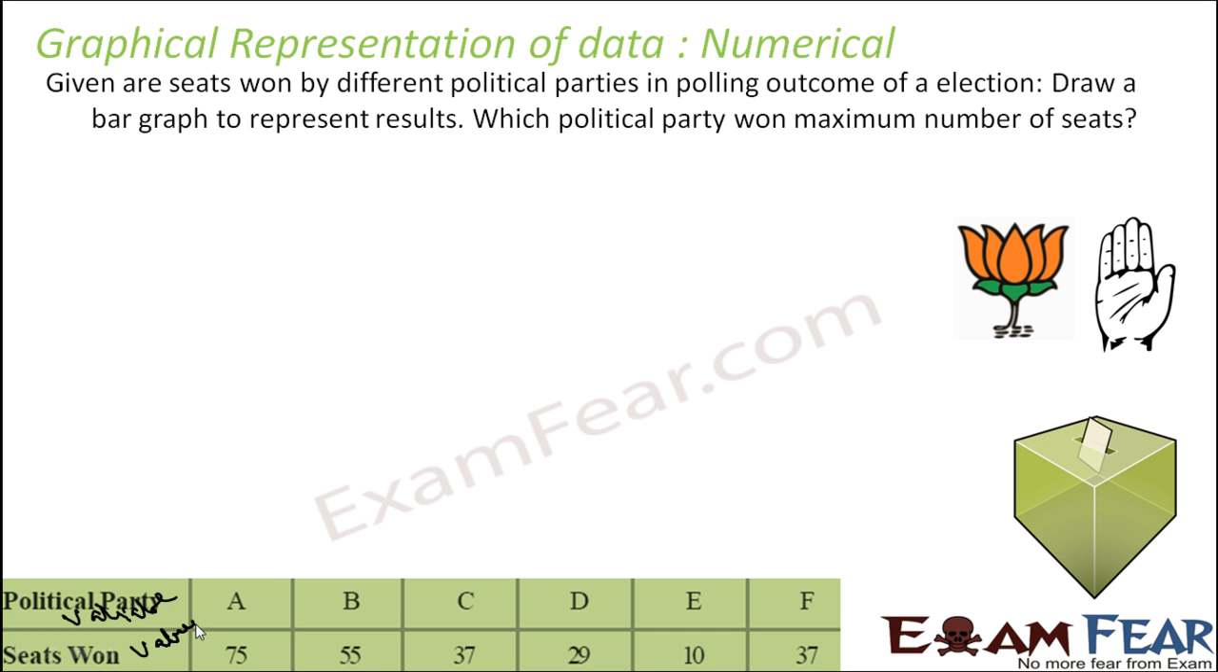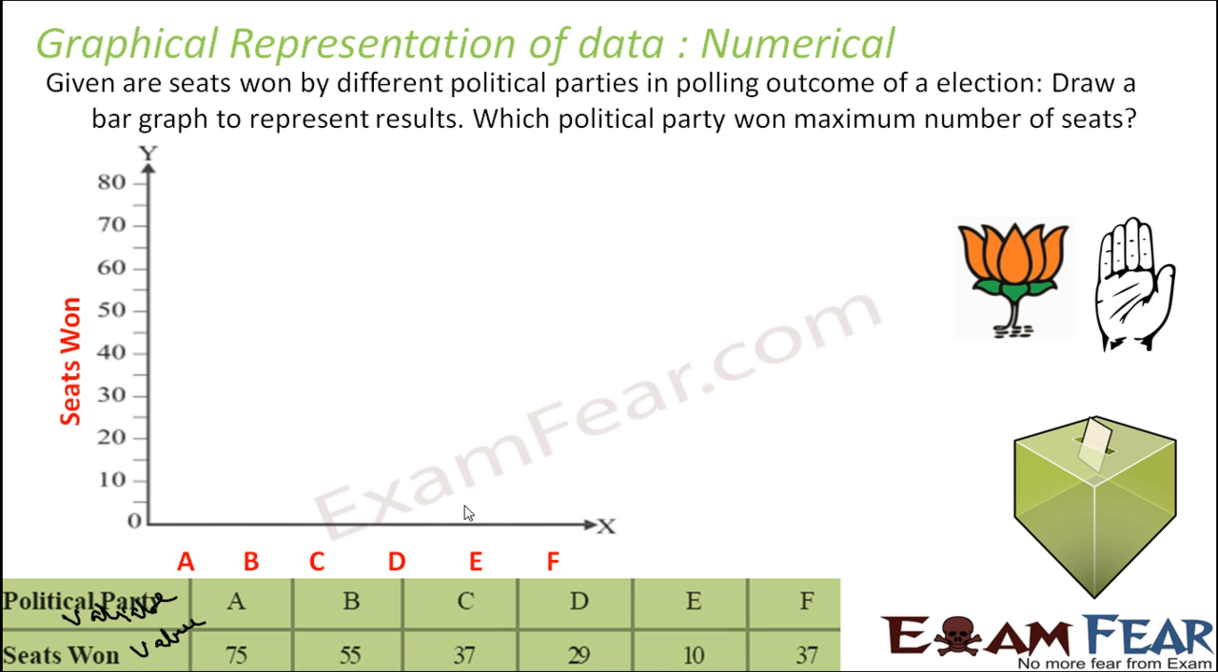So what I'll do is create a chart with the variable on the x-axis and the value on the y-axis. The variables are my A, B, C, D, E, F parties, and the value, if you see the range I'm looking for, the maximum is 75 seats. So I'll create a scale in such a way that I can accommodate 75 as well. I have created the scale from 0 to 80.